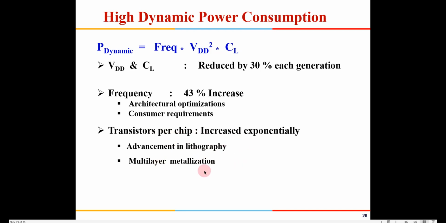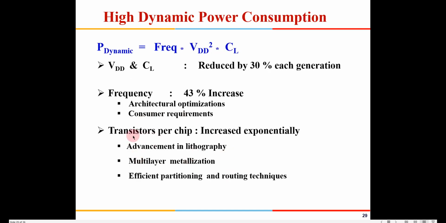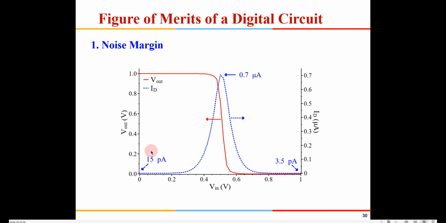A multi-layer metallization that we discussed slightly earlier, efficient patterning and routing technique. So these are things which has enabled transistors per chip to go up exponentially, and the frequency has gone up, and hence the total dynamic power is increased in these chips. So you understand now why we have to target circuits which consume lesser power.